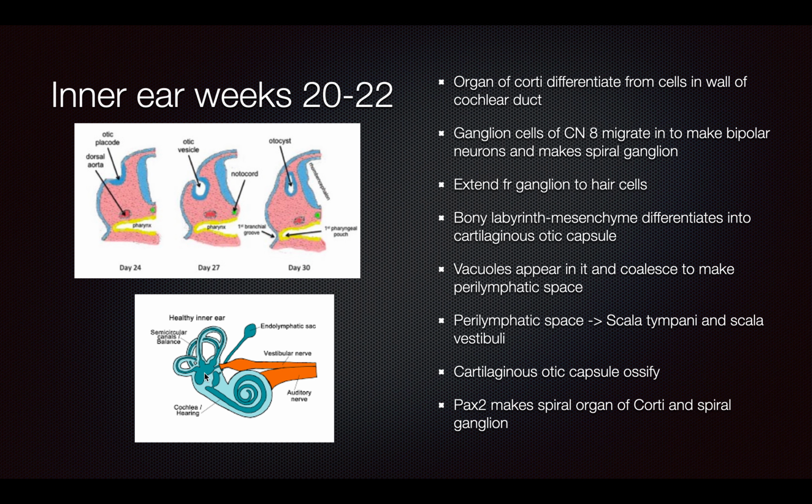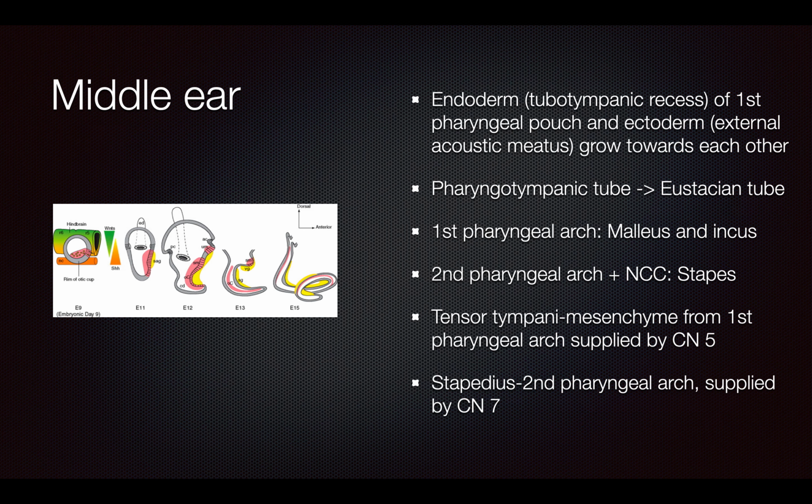The bony labyrinth is the mesenchyme that differentiates into the cartilaginous otic capsule. The vacuoles will appear inside and coalesce to make the perilymphatic space, which will eventually form the scala tympani and the scala vestibuli. And the cartilaginous otic capsule will ossify and the bones will form. And the PAX2 gene is going to be responsible for making the spiral organ of Corti and the spiral ganglion. So inner ear, weeks 20 to 22, this is all responsible for our sense of balance.